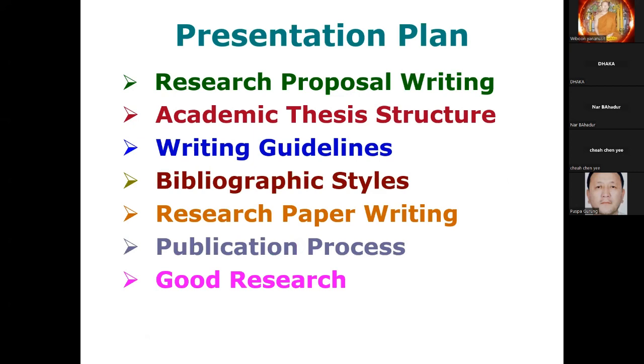So let us discuss one by one how we have to start the things, how we have to make a research plan, and how a research scholar presents himself for the dissertation or the thesis writing. First of all, there is research proposal writing, academic thesis structure, writing guidelines, bibliographic styles, research paper writing, publication process, and good research. These are the stages we will discuss one by one.